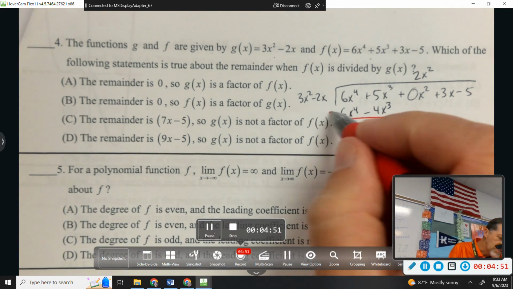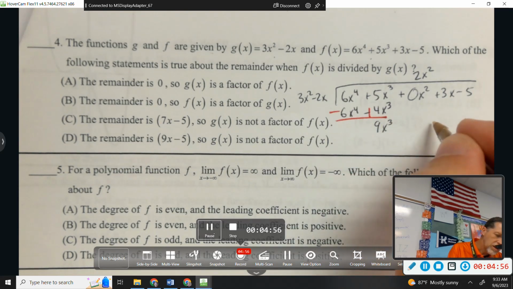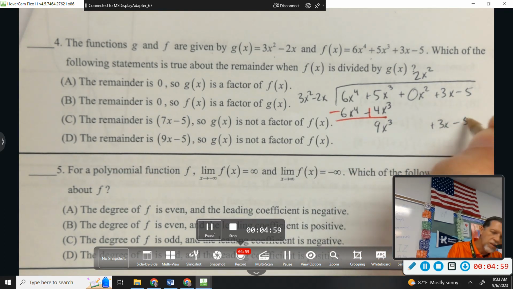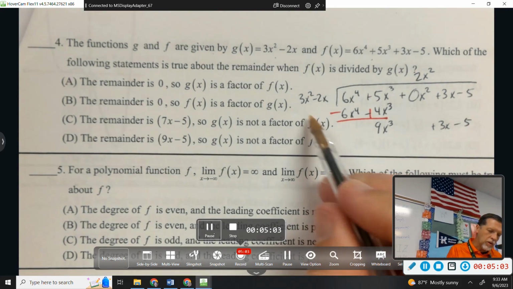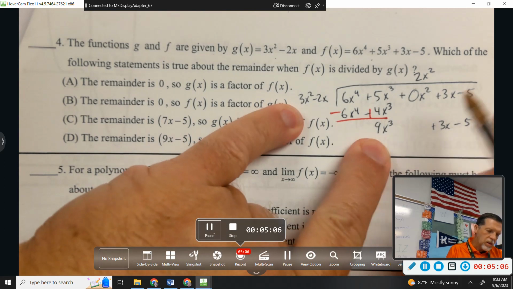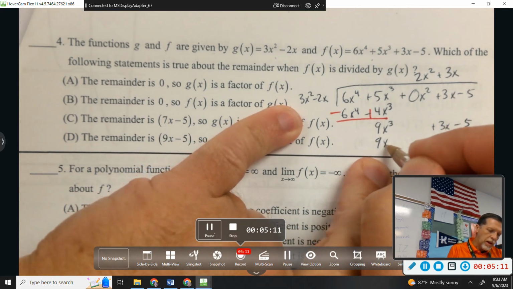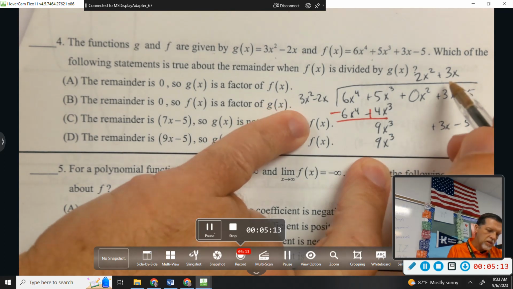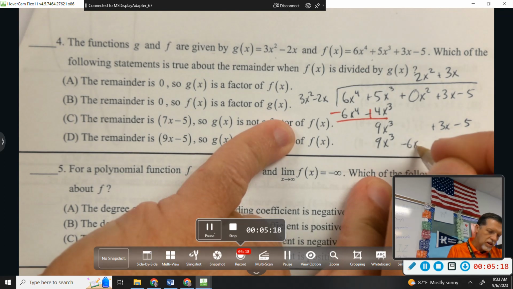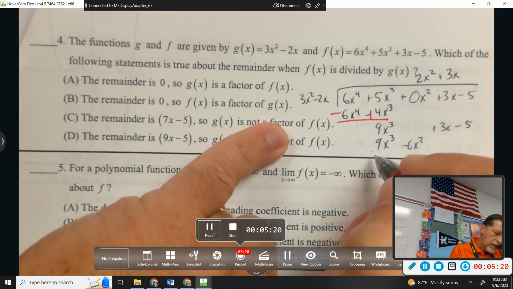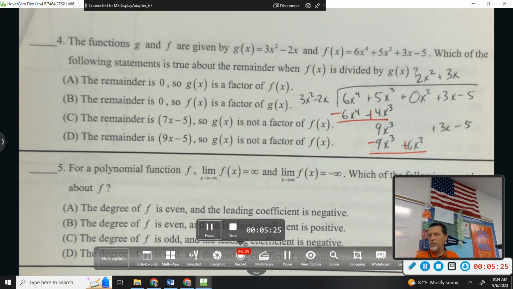Draw the line, change the signs. So 9x cubed. And then bring down the rest. Something times 3x squared to get me to 9x cubed. That would be 3x. So multiply it back, I get 9x cubed minus 6x squared. Draw the line, change the signs. First term goes away. It should always go away. You forced it to go away.